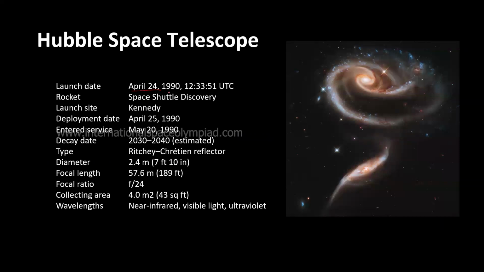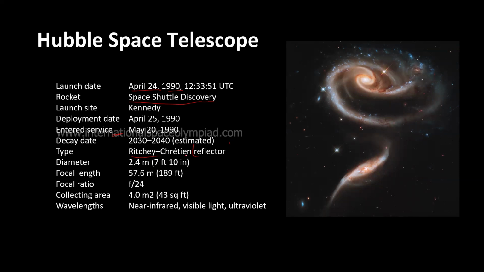And this is April 24, 1990, and the space shuttle. It was launched by Space Shuttle Discovery. If you know the 90s, maybe up to 2004 or so, it was the era of space shuttles. It was launched by Space Shuttle Discovery and deployed in 1990. It entered service in May. It will decay; decay means there are some energy sources for this telescope. It will decay around 2030 to 2040, but if nothing happens, it can last up to 2030 for sure. And it is a Ritchey-Chrétien reflector telescope.